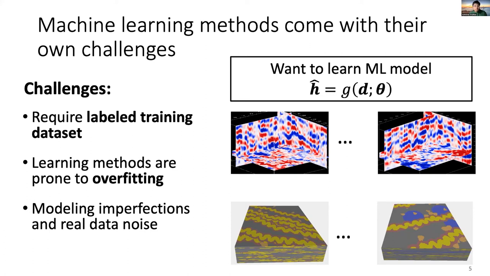In order to train this machine learning model G, we need labeled data, right? Multiple realizations of the seismic data and the reservoir facies model. And unfortunately, that is very hard to come by, since 3D seismic data is typically collected once in a field, if not a time-lapse study. And also the labels, that is the facies, are available at a sparse set of locations, which are the wells. Some other challenges are that learning methods are prone to overfitting, and also the modeling imperfections and the real data noise that is present in our real data.